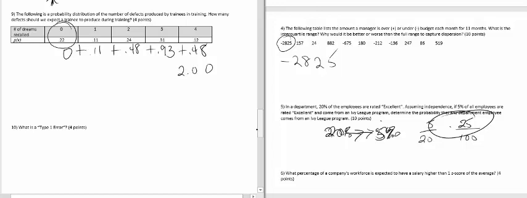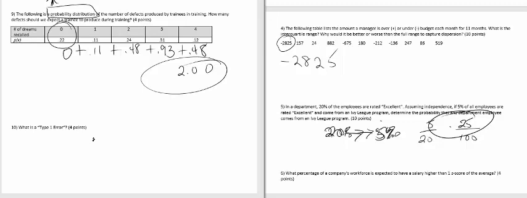Okay, so the probability, here, these are key phrases, right? Probability, distribution, and now you have various probabilities. In other words, various likelihood of different outcomes. How many defects should we expect a trainee to produce during training? So that's what it looks like. So the answer is 2.0.